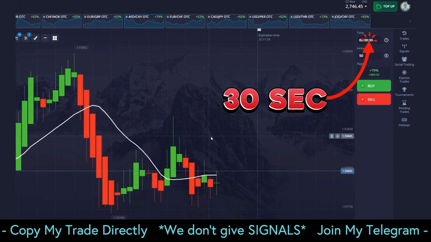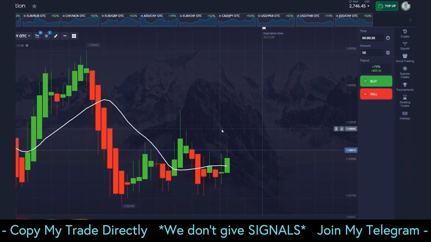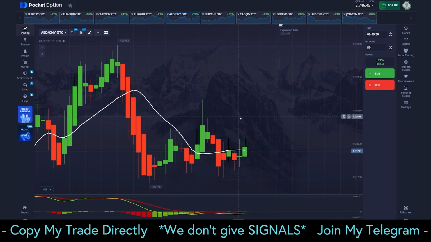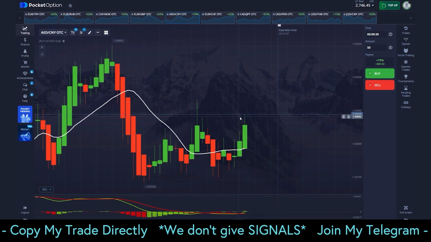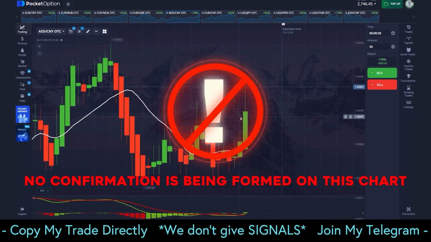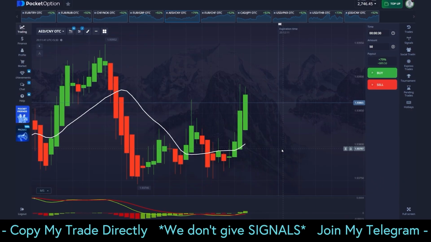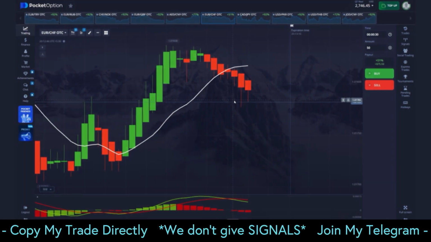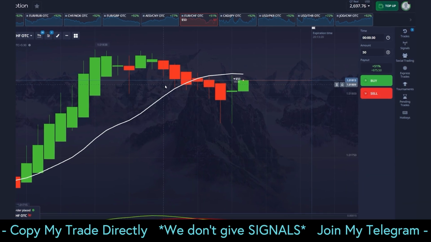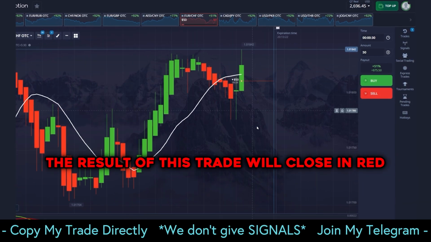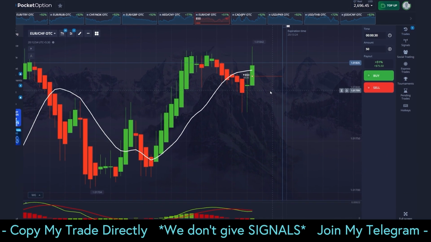This strategy is of 30 seconds. So that is why I have to believe this. First of all, practice well on its basis on the demo account. So friends, now no confirmation is being formed on this chart, and that is why we will change the chart here. So in front of all of you, I am going to take out the opposite result of a trade here. The result of this trade will close in red because I am not getting a confirmation here.